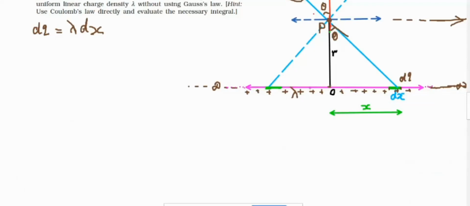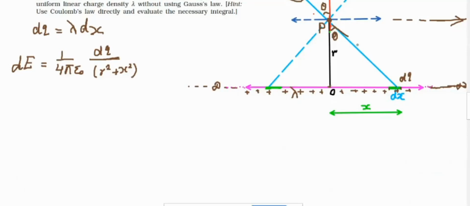Now, this dx produces an electric field dE. dE is the electric field produced by the small segment dx at the field point P. Assuming it as a point charge, we can write the equation for dE. dE is equal to the equation for electric field due to a point charge, 1 by 4 pi epsilon naught dq divided by distance square. You have to take the distance as the hypotenuse of this right angle triangle, and the square of that distance will be r square plus x square.